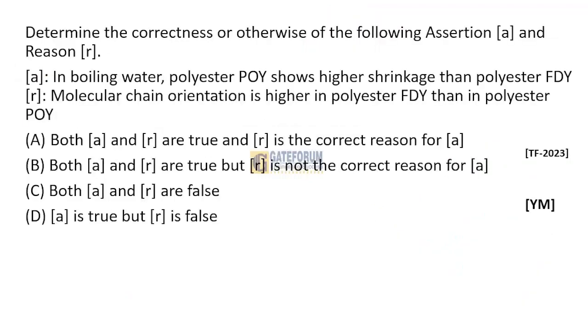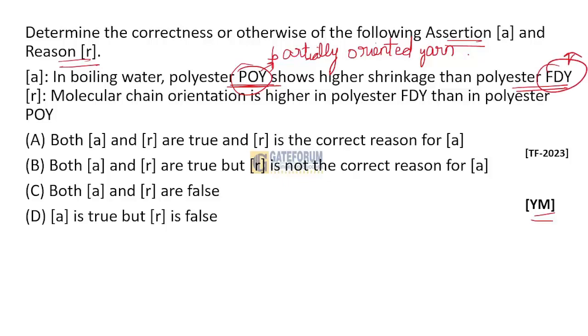It is of yarn manufacturing, and it says determine the correctness or otherwise of the following assertion and reason. In boiling water, polyester POY, POY means partially oriented yarn, shows higher shrinkage than polyester FDY. FDY means fully drawn yarn. And the reason says that molecular chain orientation is higher in polyester FDY than in polyester POY. So you have to find which is right, which is wrong.